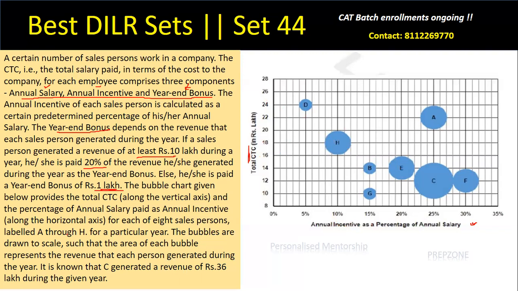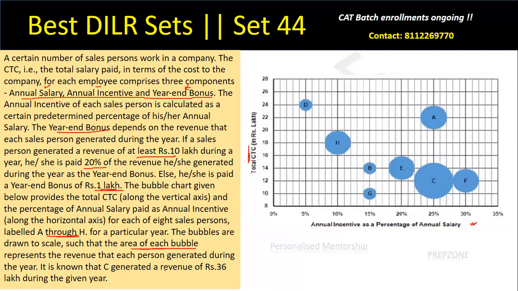Then the people are A through H. The bubbles are drawn to scale such that the area of each bubble represents the revenue that each person generates during the year. This is a very important line. It says that the area of the bubble represents the revenue that they have brought, which means I have to calculate the area that is inside it. And we know these are bubbles, so these are circles. That is what will be my assumption. The area of a circle is pi r squared. I'll have to know the radius or the diameter to be able to calculate the area.